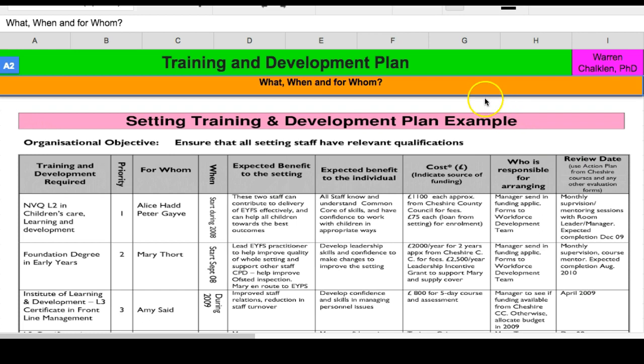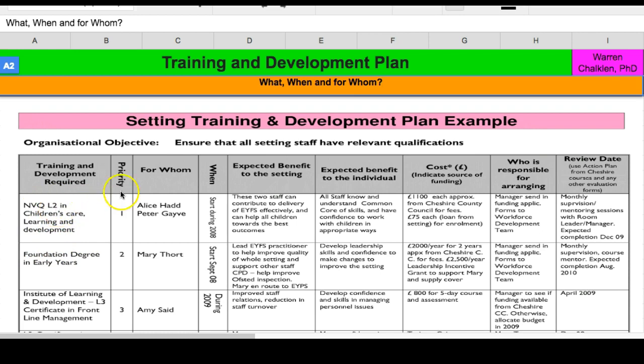In front of you, you have a training and development plan that looks at the actual organizational objective, what the organization hopes to achieve. And in this case, it's quite broad. It's just saying the relevant qualifications for each staff member. But let's dive into that a bit more. And what we see here is the training and development required. And notice that it's actually qualifications, right?